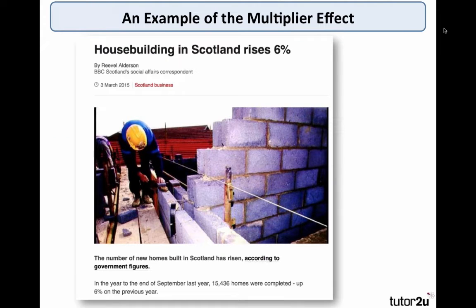Here's an example of house building in the news, just taken from a few weeks back. That the level of house building in Scotland has risen by 6%. Okay, 15,000 plus homes completed, quite significant from the previous year. That represents, if you like, an injection into the circular flow, and one would hope that building new homes would have a positive multiplier effect, either at a local level or a regional level in a town or a city, or hopefully even at a national level. A multiplier can be brought into many discussions.